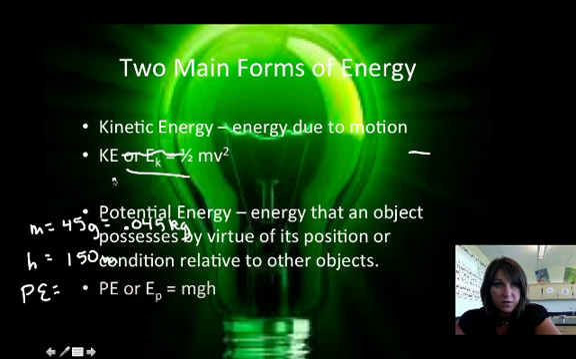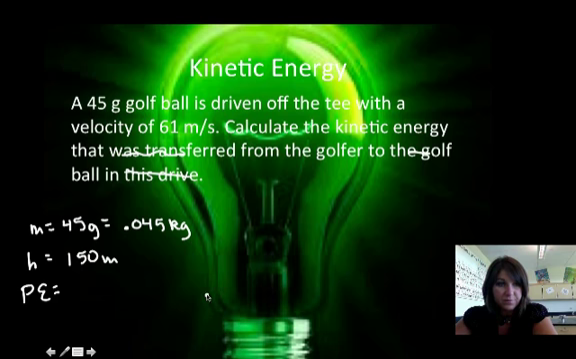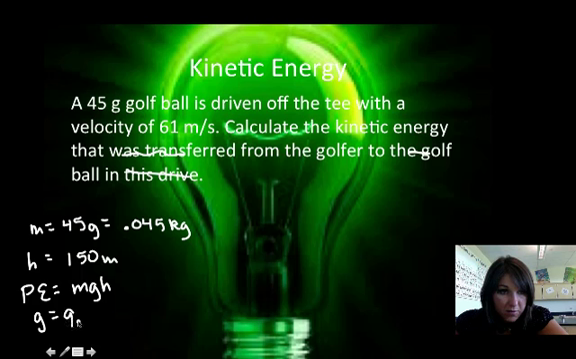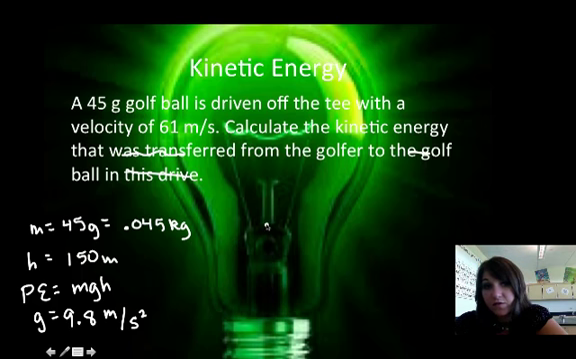Okay, so the easiest way to approach this problem is if we had a formula for potential energy. So let's go back and find it. Here it is, mgh. All right, so potential energy is the mass times acceleration due to gravity times the height. And some of you may know already, acceleration due to gravity on Earth is 9.8 meters per second squared, and then the mass is, in kilograms, 0.045, and the height is 150 meters.